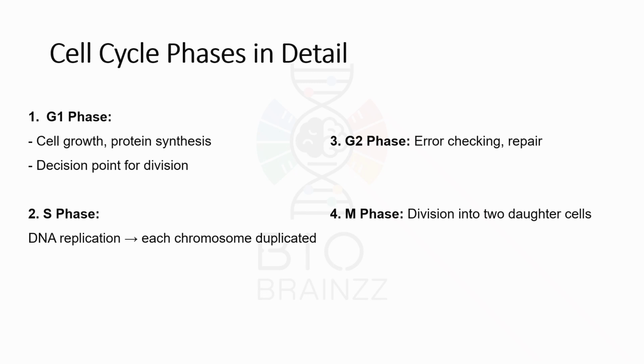In S phase, DNA replication takes place, meaning each chromosome is duplicated. Then comes G2 phase, where the cell checks for errors in DNA and repairs them if needed. Finally, in M phase, the cell divides into two daughter cells. So overall, the cycle ensures accurate duplication and distribution of genetic material.